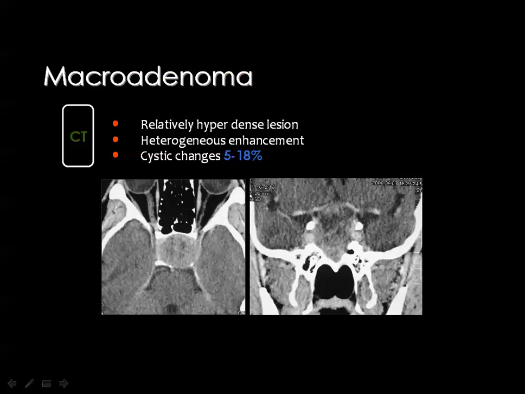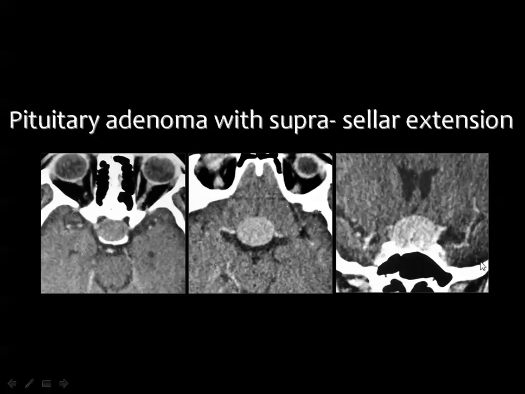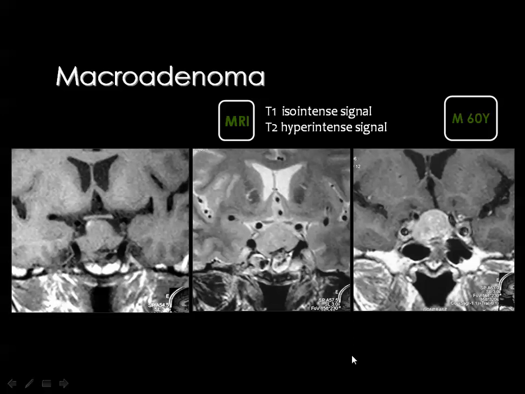And some of the pituitary adenomas may show heterogeneous appearance and may contain cystic changes, which are seen in about 5 to 18% of the cases. And these are the axial images of a CT scan post-contrast of the pituitary region, showing a pituitary macroadenoma extending well in the suprasellar area, and this suprasellar extension can be appreciated more in the coronal images.